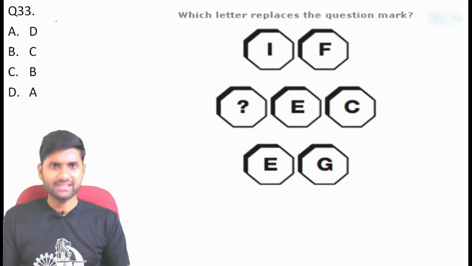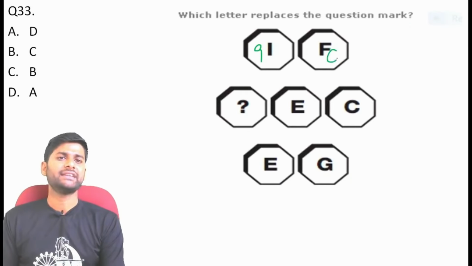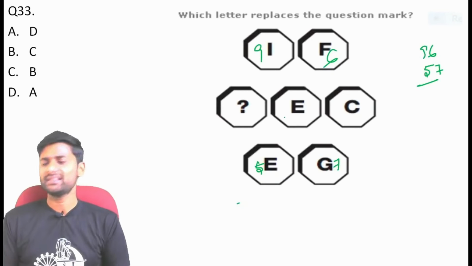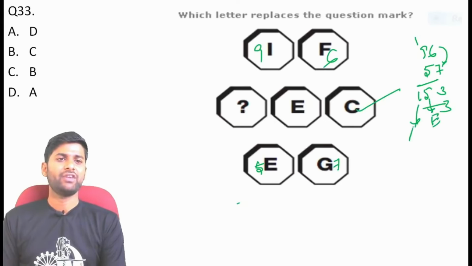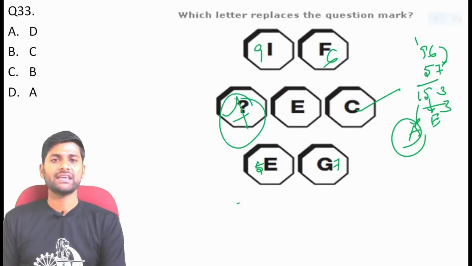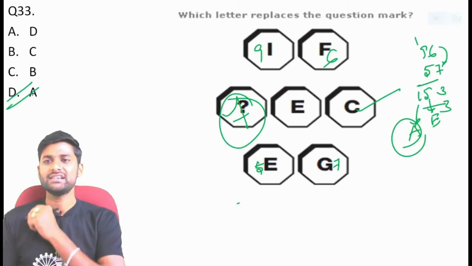Next one. You can see, this is the number, you can take it as 96. So I is equal to 9, F is equal to 6, E is equal to 5, and G is equal to 7. Now see here 96, here 57. If both are added together, we get a 3-digit number. Now see, 6 plus 7 is equal to 13, 1 carry forward. The resultant becomes 153. 3 is C, 5 is E, and 1 is A. Then we can replace it here by the A. Then you can choose your answer, it is D.